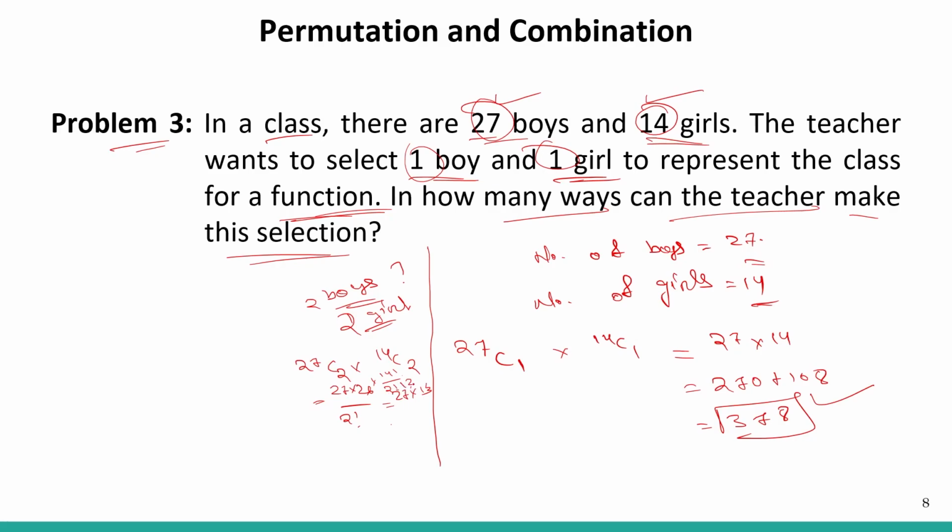2 factorial into 12 factorial. Okay. So this much into what? So it will be 14 into 13. So 7 into 13. Okay. This is what the answer will be if the question is modified in this manner.